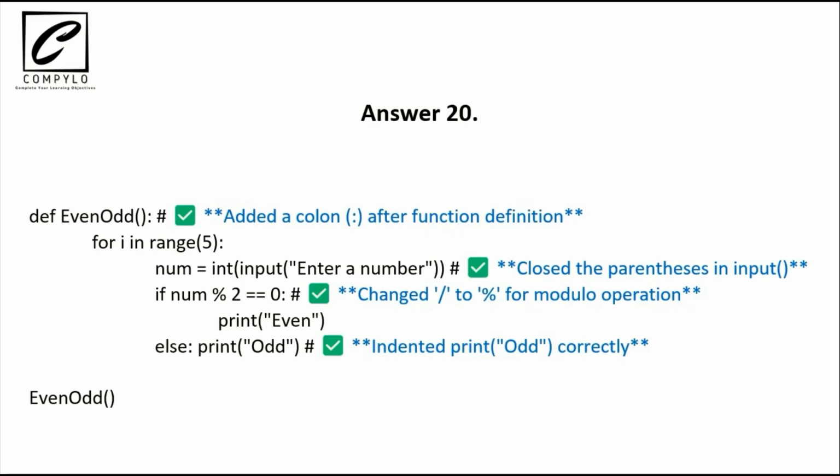It's a 2-mark question, and if you notice, we have syntax errors at 4 positions. At first, we have added a colon while defining the even odd function. After that, in line number 3 we have closed the parenthesis in the input function. Then we have replaced the division symbol with percentage for the modulo operation, and finally we have indented print odd correctly.